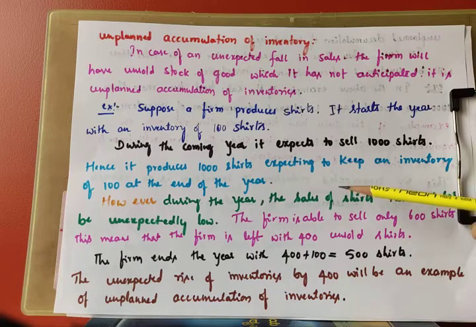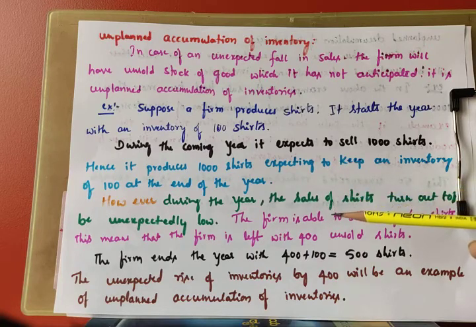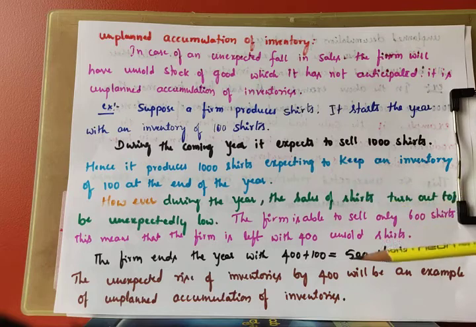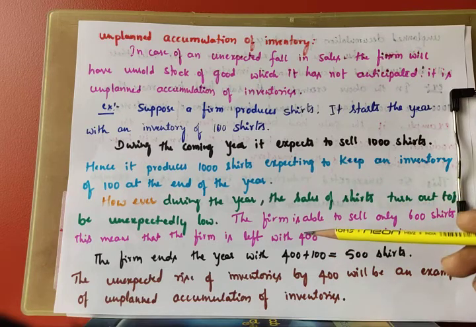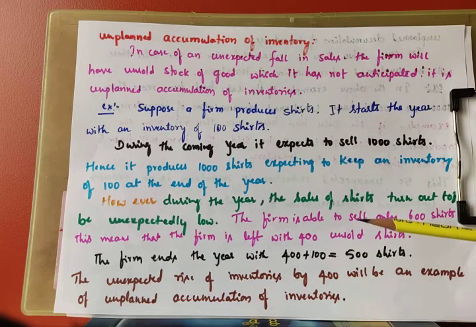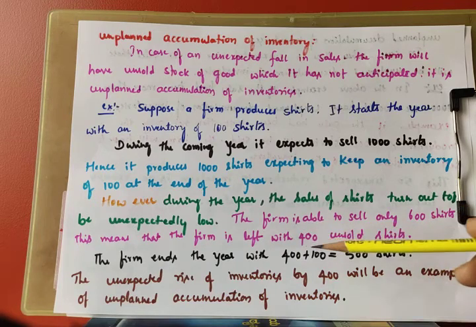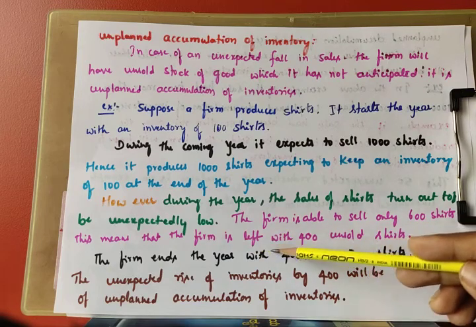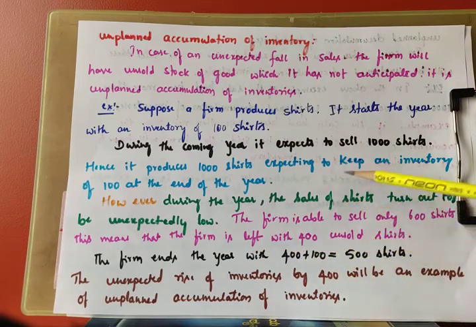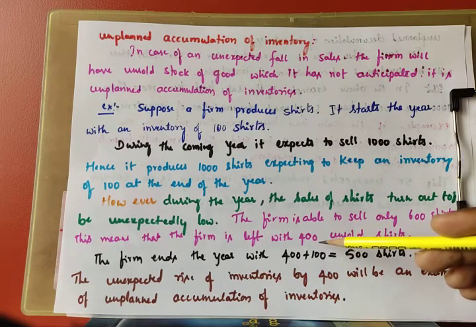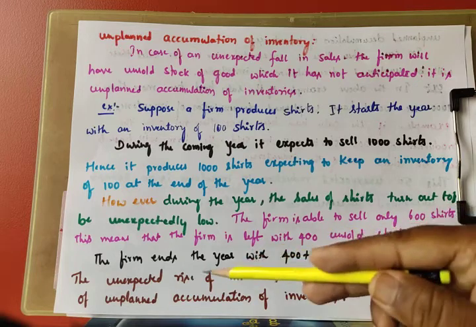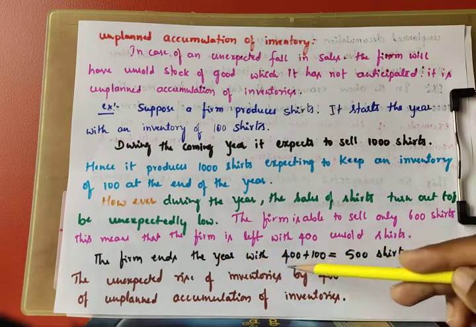Already they are having 100 shirts as an inventory, and they decided to sell 1,000 shirts. So what happened here? Due to different situations, the sales of shirts were unexpectedly low, so the firm is able to sell only 600 shirts. This means the firm is left with 400 unsold shirts. They sell only 600, remaining how many shirts? 400. Now the firm ends the year with 400 plus 100.